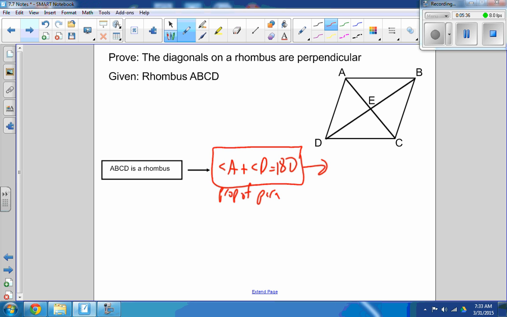Next, we know that the diagonals bisect the angles. So we end up with angle BAC is congruent to angle DAC. It's congruent. And then angle ADB is congruent to angle CDB. So those angles are congruent.